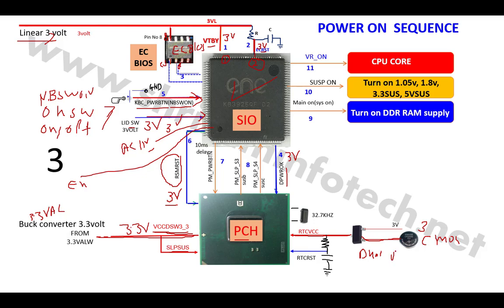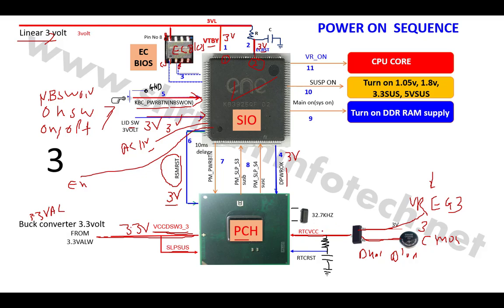That means this 3 volt is coming from the VREG3 pin. When we give the power to the laptop either from the battery or from the adapter, this linear voltage is going to this diode, and this diode sends it to this RTC VCC section. When we remove all the powers, at that time our CMOS battery works, and the CMOS battery sends RTC VCC to the PCH.